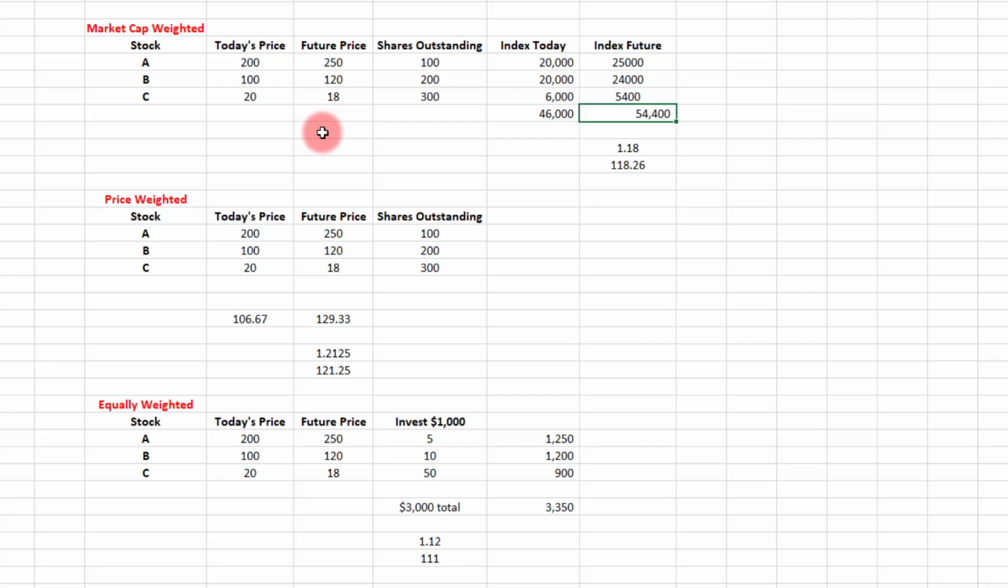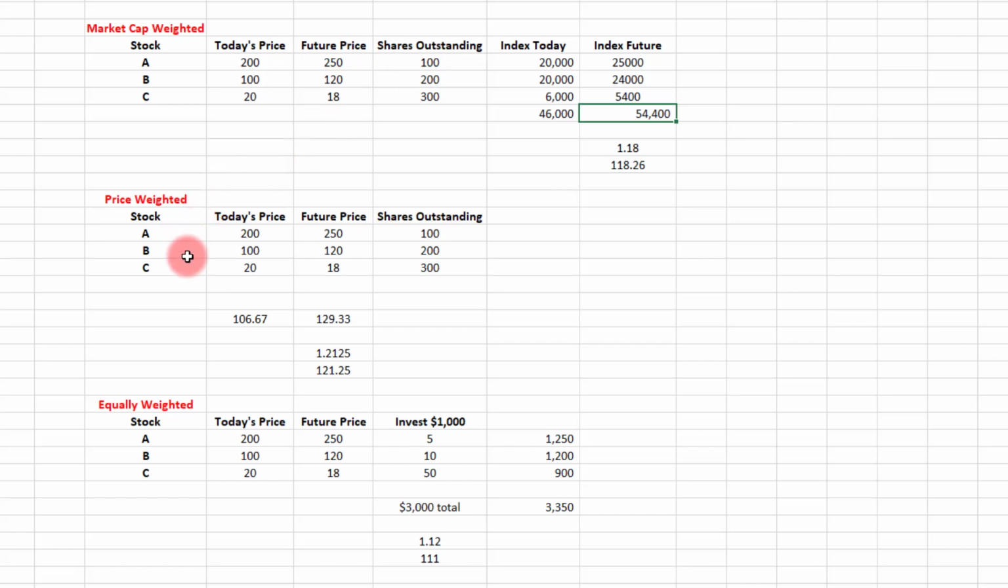Now, one of the interesting things about a market cap weighting scheme is that you do not need to adjust for stock splits. Notice if stock A split 2-for-1, the price would get cut in half from 200 to 100, but the shares outstanding would double from 100 to 200. So this value would not change, and so the index values would not change. So for the S&P 500, there's nothing you need to do other than just track the shares outstanding and the prices. Okay, so what about a price-weighted scheme?